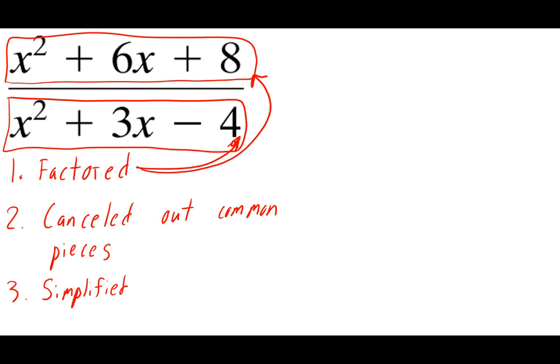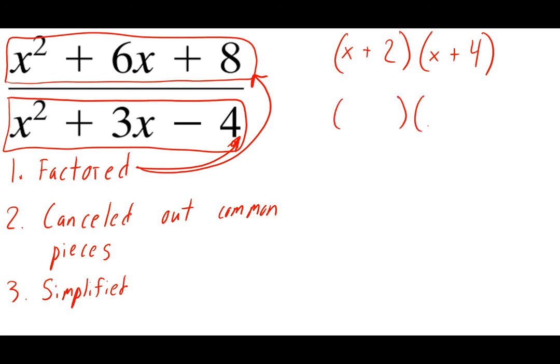So looking at x squared plus 6x plus 8, I know that I'm going to be using the numbers 2 and 4, because 2 times 4 equals 8, and 2 plus 4 equals 6. I know there's going to be two x's, and because both numbers are positive, both those will be positive. So that is the numerator factored out.